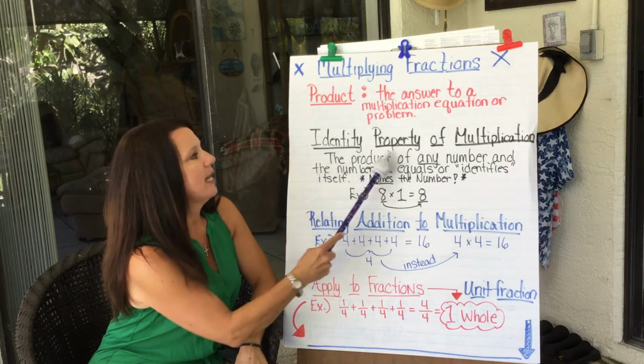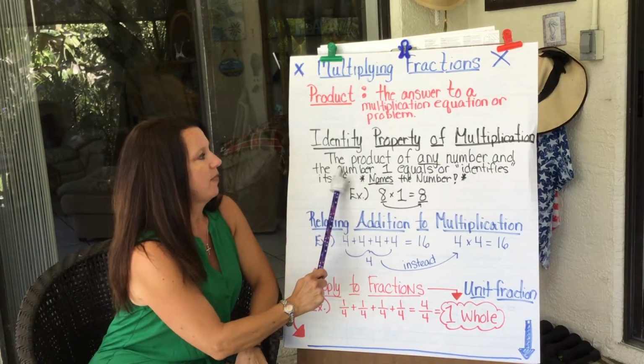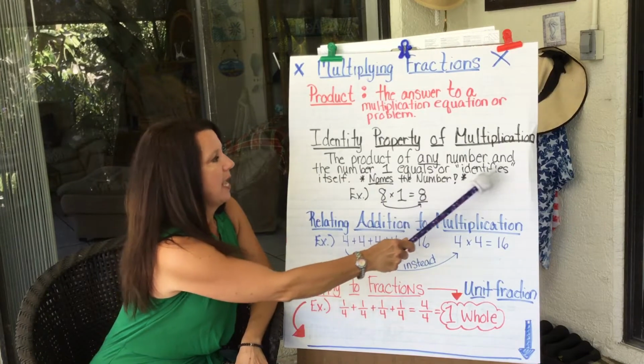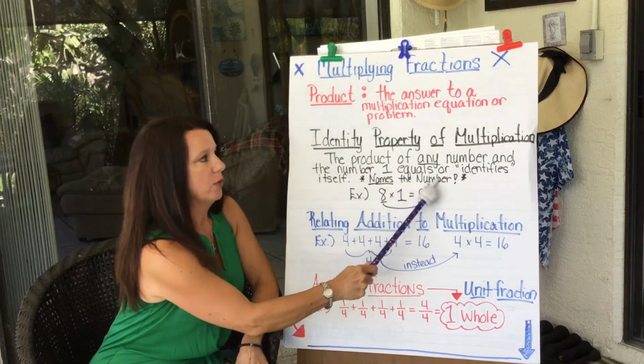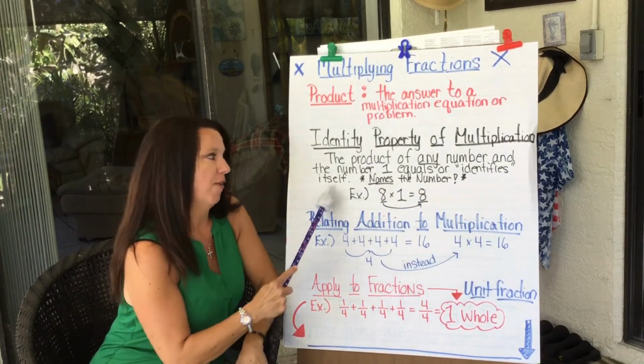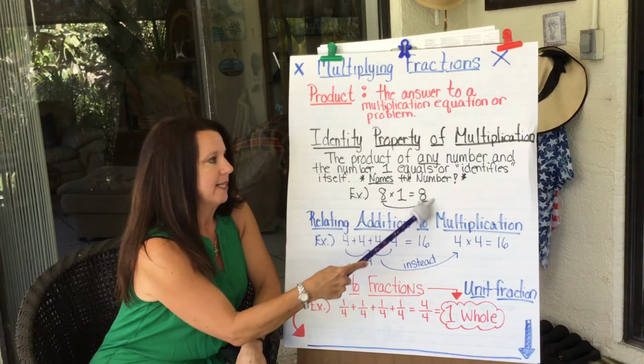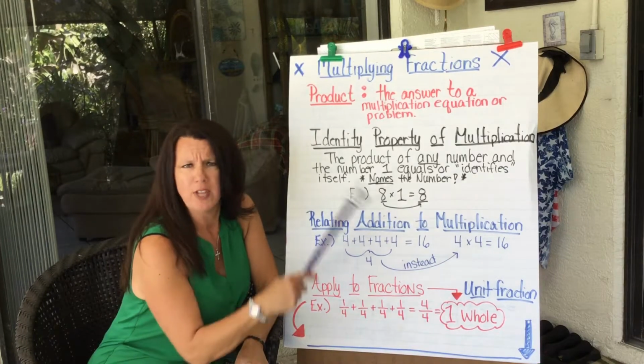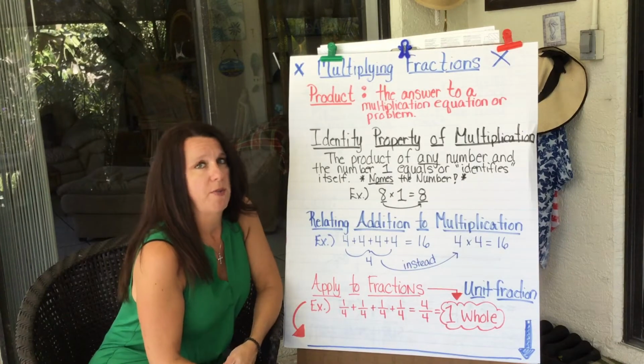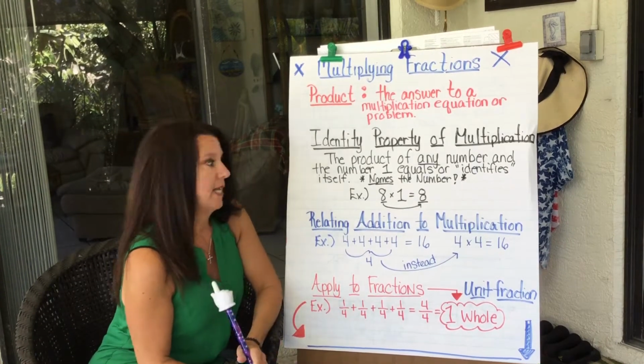All right, the identity property of multiplication is that the product of any number and the number 1 equals, or identifies, itself. It names the number. So 8 times 1 equals 8. It's telling you what the number is. We've done that before, but I just wanted to have that in for a reminder because we're multiplying fractions now.